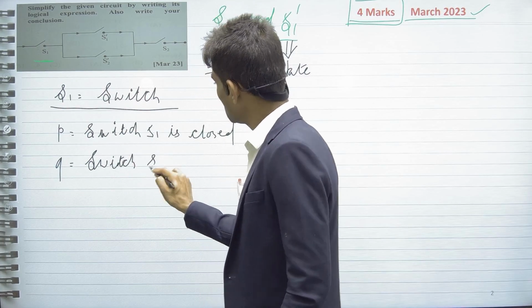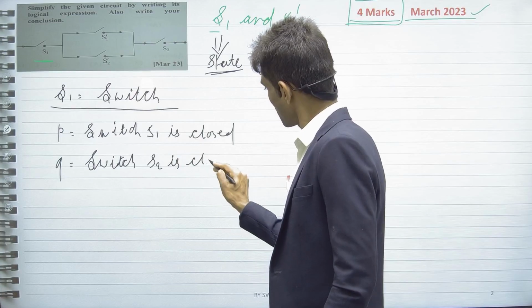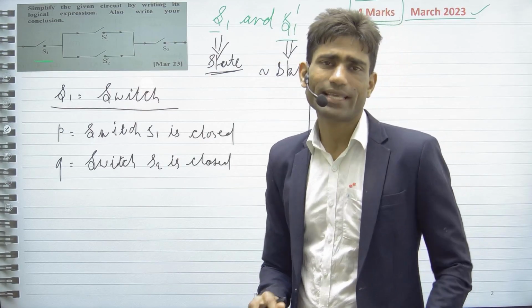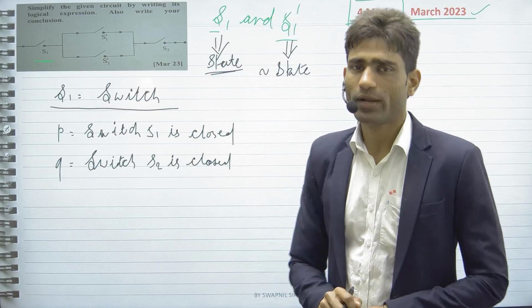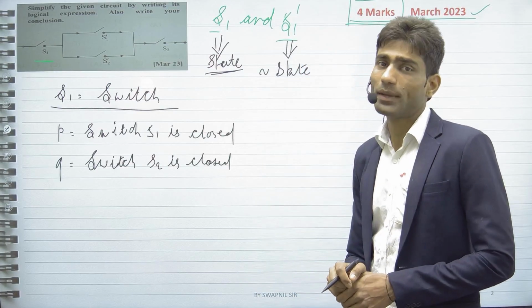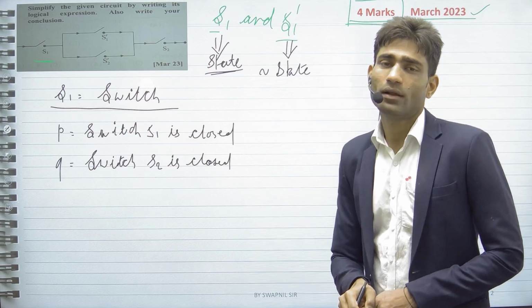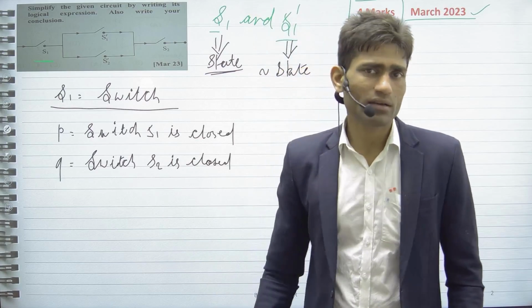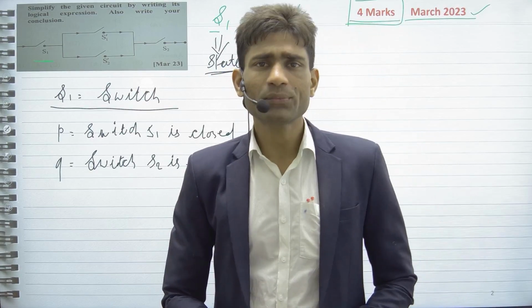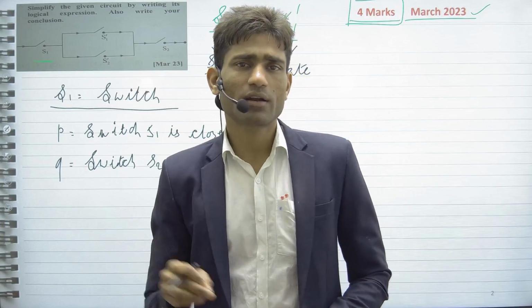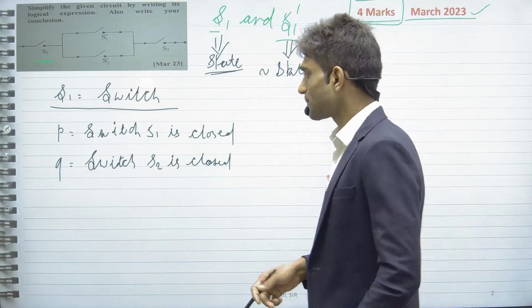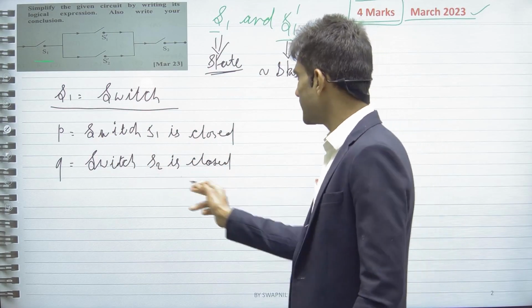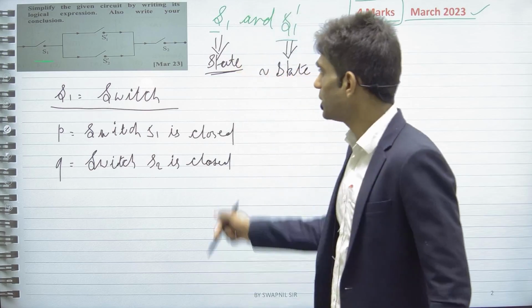We represent Q as: switch S2 is closed. Whenever the switch is closed, only then can we say current flows from our circuit, and when the switch is open, current may or may not flow. It depends on the figure. If we have a parallel or series connection, the current flow is completely based on the switches. So switch S1 is closed as statement P, switch S2 is closed as statement Q. So we have two statements.